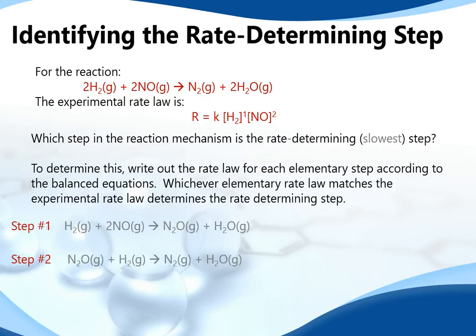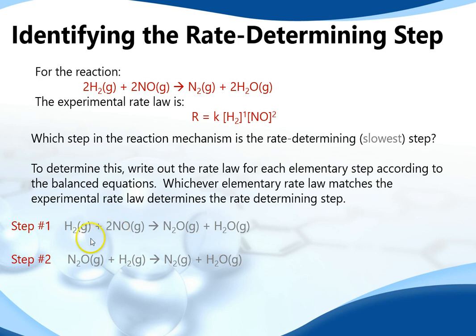Let me pull up the mechanism. There it is right there. So this is the proposed mechanism for this overall reaction. You'll notice they add up to the overall equation, which is what we expect. Now to figure out which one of these 2 steps is the slowest step, you need to write out the rate law for each step.